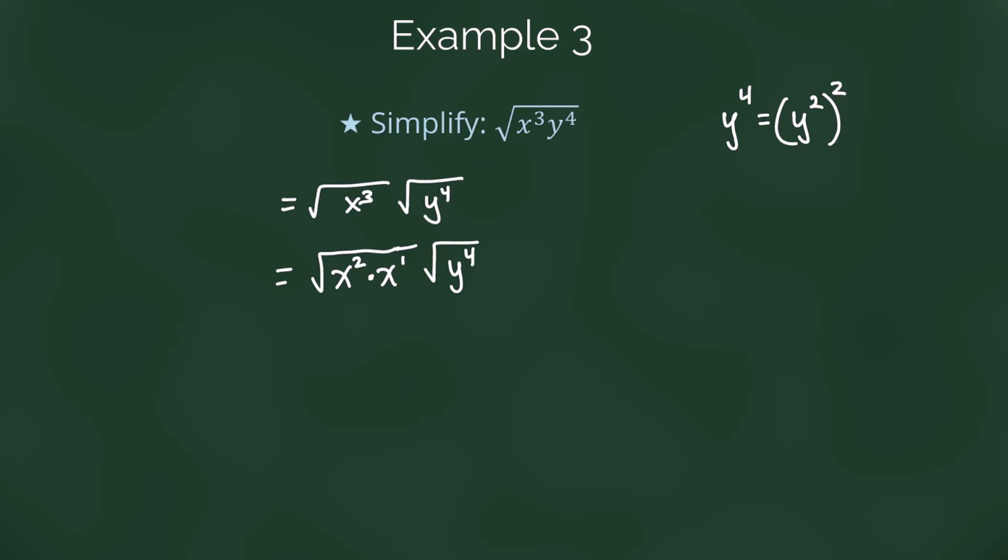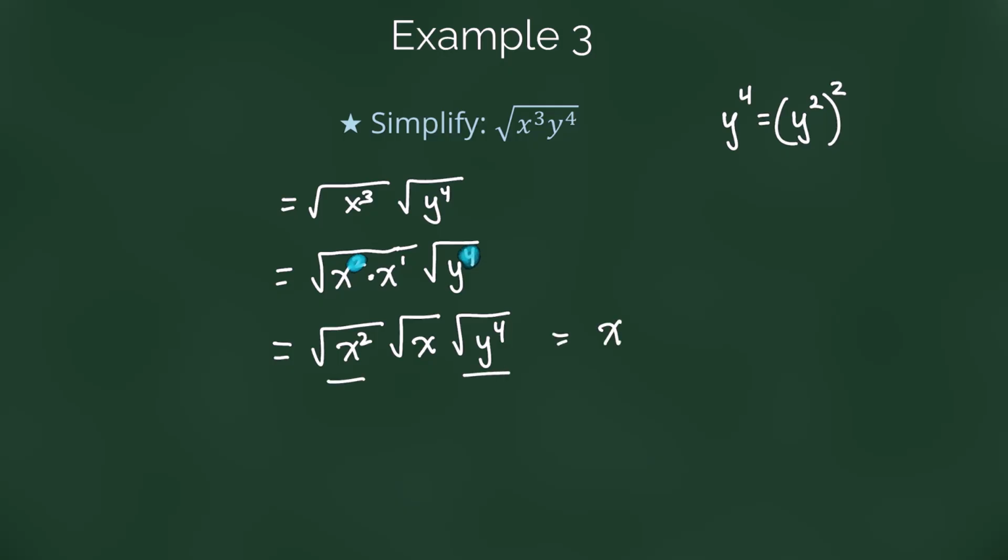So anything here that has an even exponent is going to be a perfect square. So this is a perfect square, and we have a perfect square here. And so we can split one more time. So we'll get the square root of x squared, then we have the square root of x, and then we have the square root of y to the 4th. And our two perfect squares, we can now simplify them.